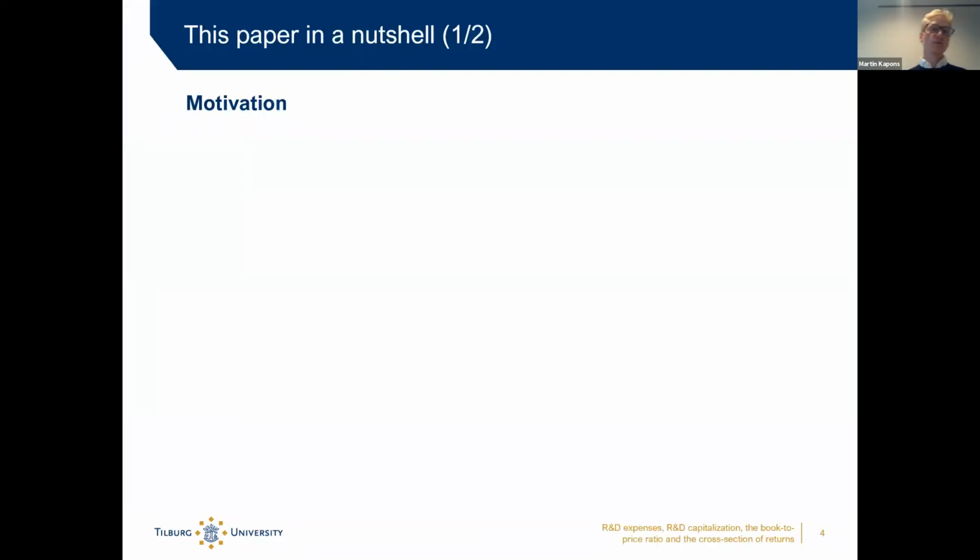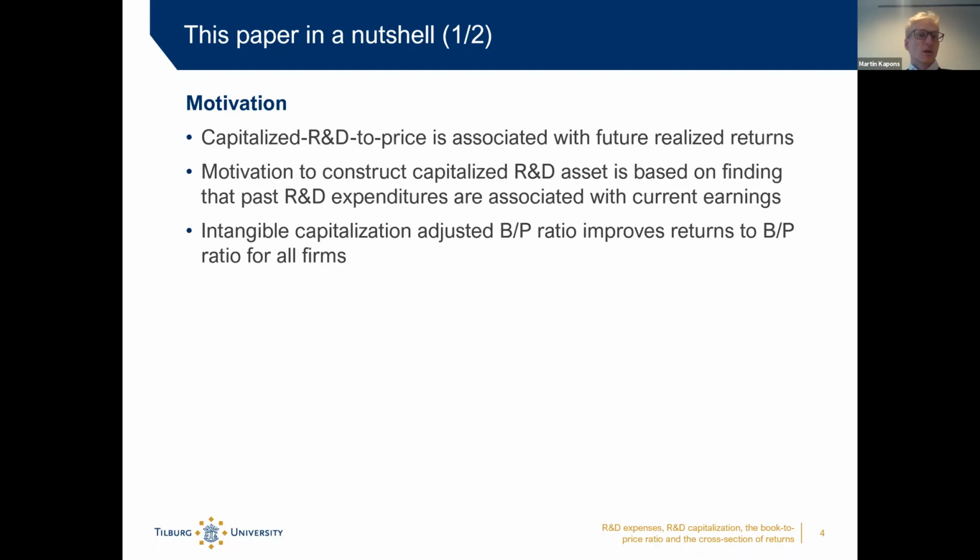Now, how did this paper come about? This is basically motivated by 2 observations in the literature. First, capitalized R&D to price is associated with future realized returns. And the motivation to actually construct a capitalized R&D asset is based on a finding that past R&D expenditures are associated with current earnings. So for example, Lev and Sougiannis, 1996, found that R&D expenditures of the past 8 years are associated with current earnings. And based on that and estimated useful lives for specific R&D intensive industries, they constructed a capitalized R&D asset, which they also found is associated with future realized returns.